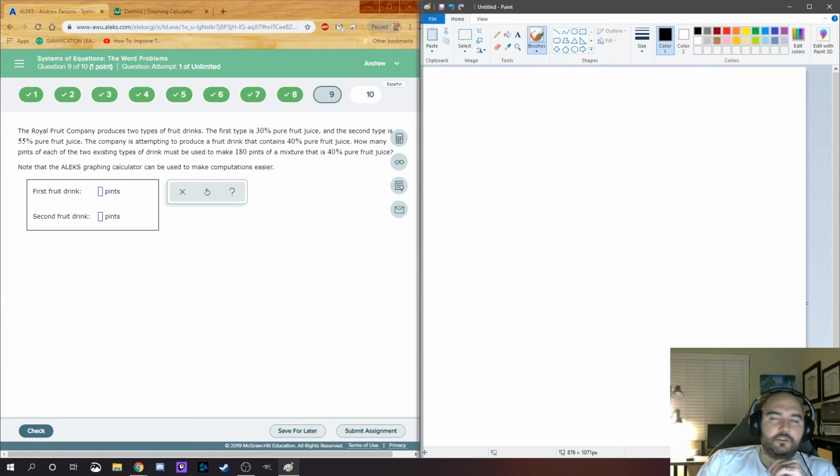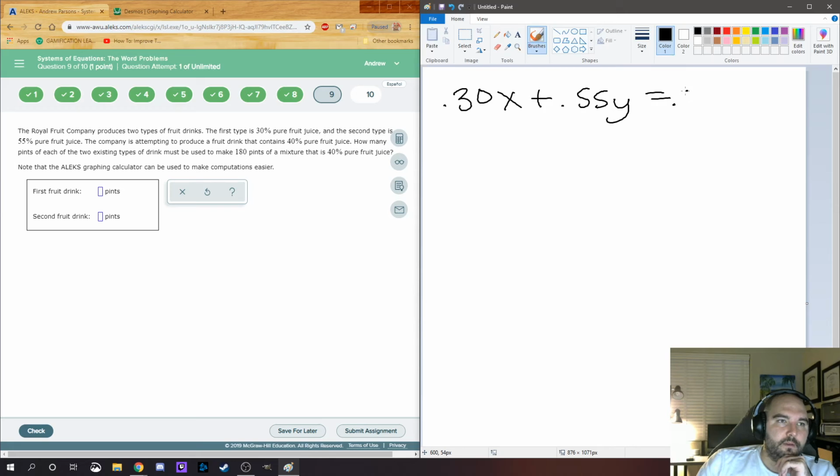Well, you have to make 180 pints, too. So here's the deal. You write 0.30x plus 0.55y equals 0.4. You're mixing a 30% solution of this with this much of a 55% solution, and you want a 40% solution. The problem is you don't want to just put 0.40 over here. This is one of the tricky parts. You have to put the percent you want times how much you want.